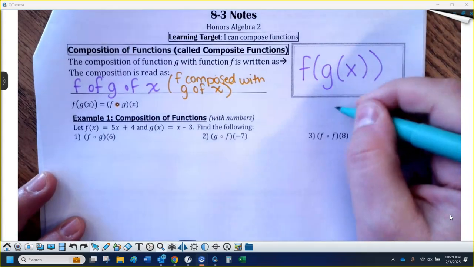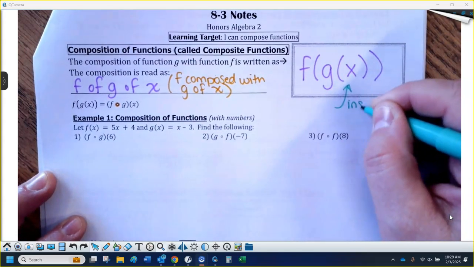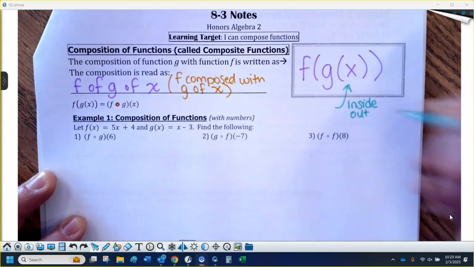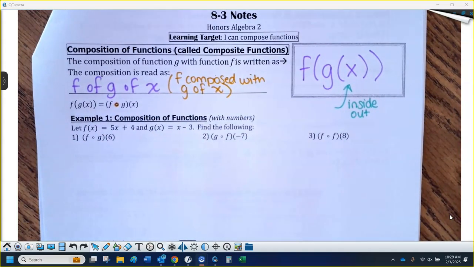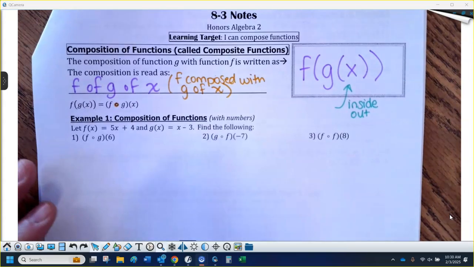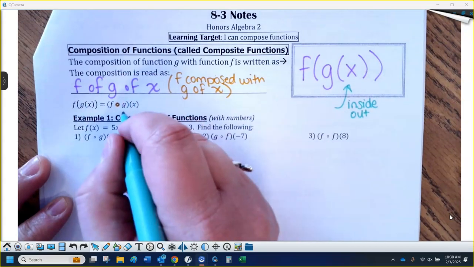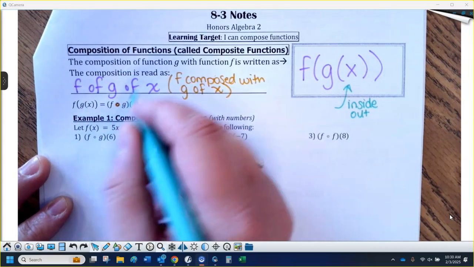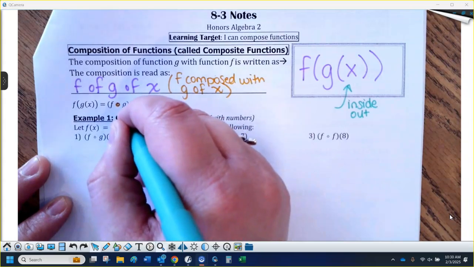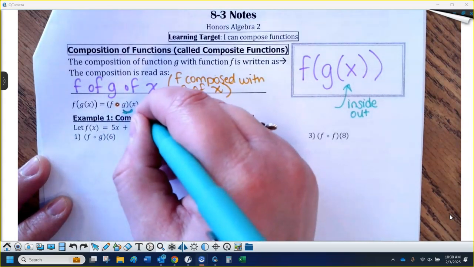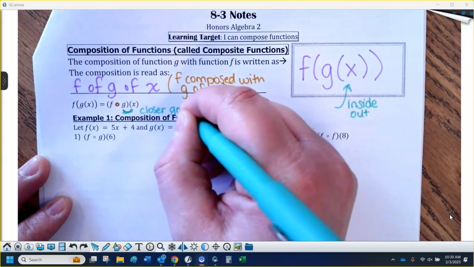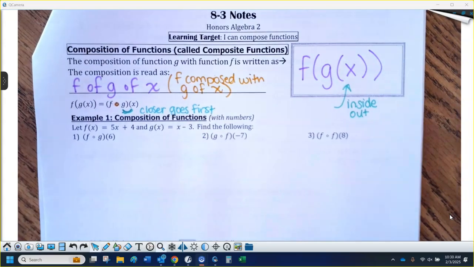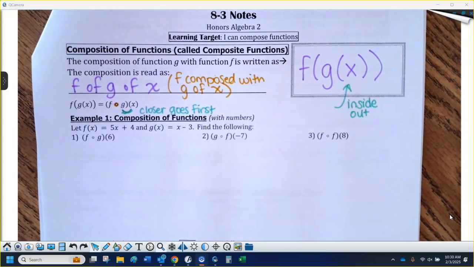If you have this notation, the way you work with it is you work from the inside out. So you would do whatever function is inside there. So I do the G function first, and then you're going to plug that into the F function. It's like two problems in one when you do these questions. If you have the F of G of X with the little open circle, fog notation, whatever's closer, so the G, goes first, and whatever's farther away is going to go second. So you can use either one. I'm going to try to write both of them for you guys so you can see how this works.